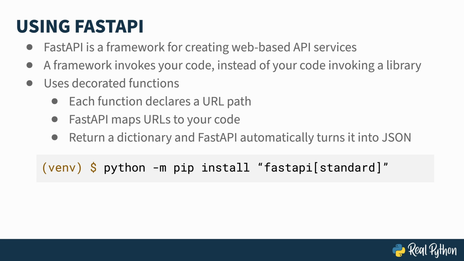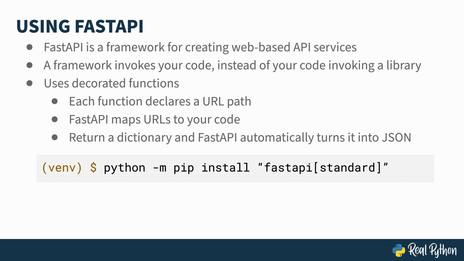FastAPI is a third-party framework, which means you'll need to install it. As always, when dealing with third-party code, it's important to use a virtual environment. FastAPI is packaged in a few different ways. The bare library needs a server to run on top of. If you're already using something like Uvicorn in your code, then you might want to use the bare library.